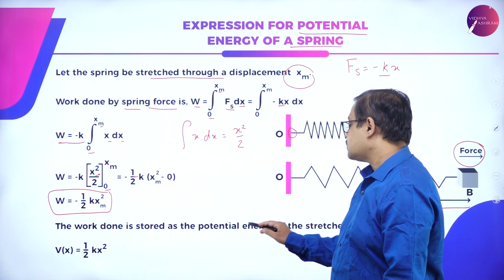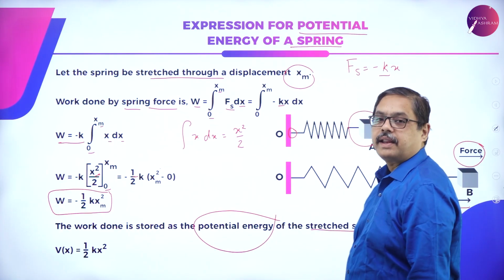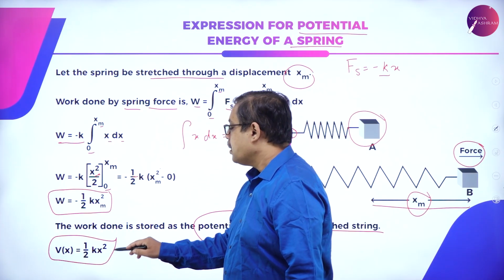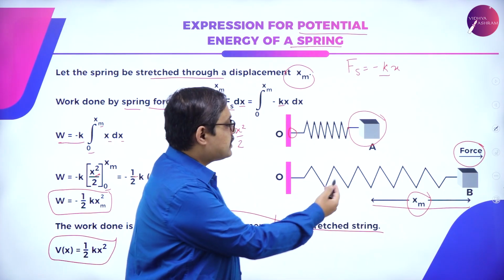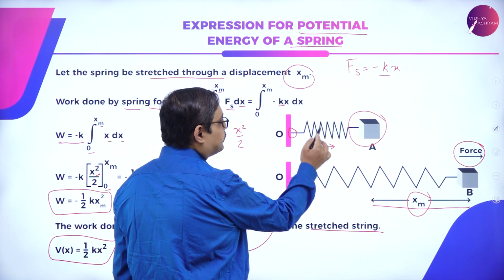The work done is stored as potential energy of the stretched spring. So potential energy V of x is given by minus half kx square. Please remember, the same shall also be true when the spring is compressed.